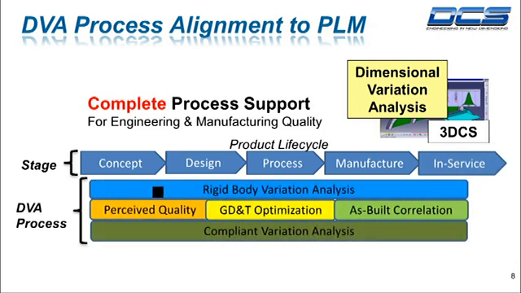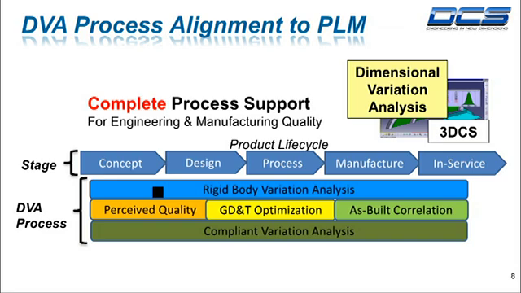So if we look at that first step in the predict stage, we talk about something called dimensional variation analysis, or variation analysis as it's more commonly known, and the use, in the DCS tool set, of a product called 3DCS. And so if we look at how 3DCS is applied throughout the entire product life cycle, here we see a generic concept of the product life cycle stages, starting at the concept stage and moving right on through to the in-service stage of the product life cycle.